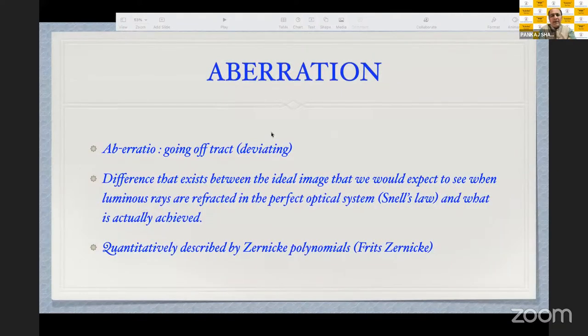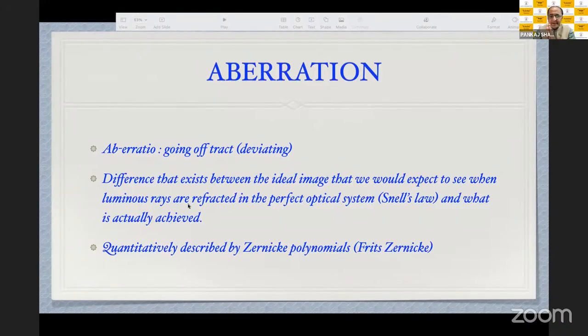Now, coming to the aberrations. What is the meaning of aberration? Cornea is not a perfect sphere, so there are some aberrations. It is going off track or deviating. That is the literal meaning of aberration. So it is a difference that exists between the ideal image that we would expect to see when luminous rays are refracted in a perfect optical system and what we actually achieve. This means that when rays of light pass through an optical system, if that optical system is perfect, then the image which is formed will be a direct replica of the object.